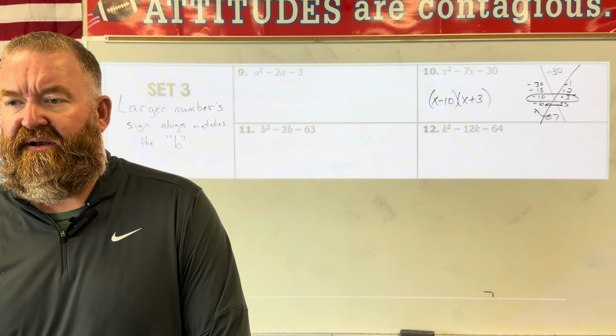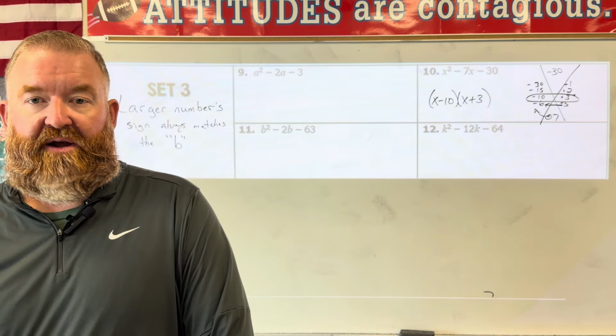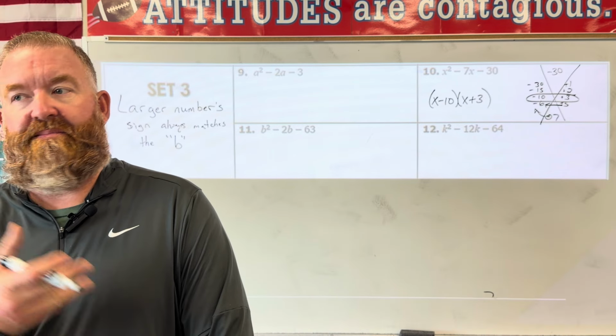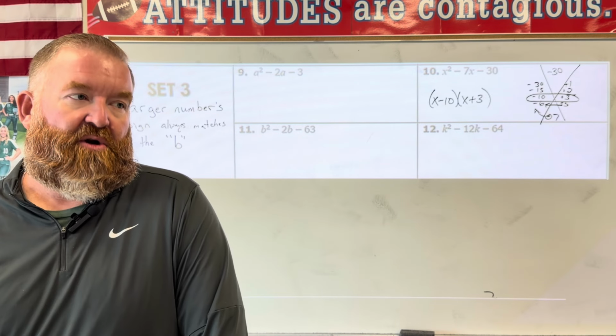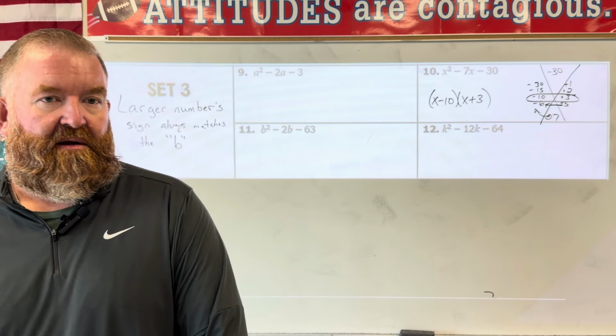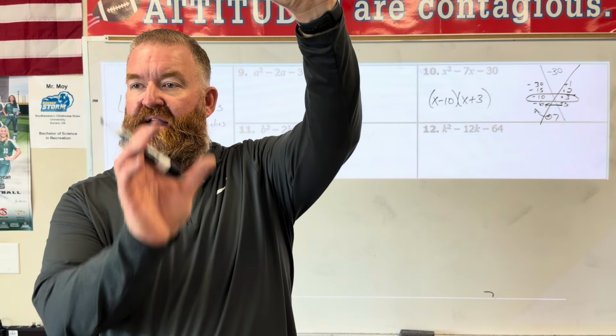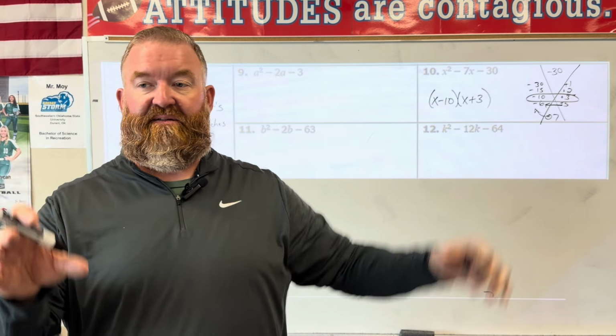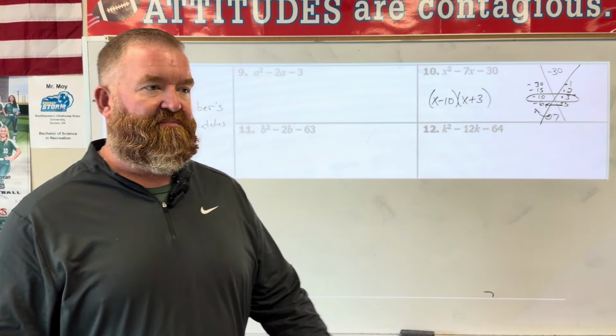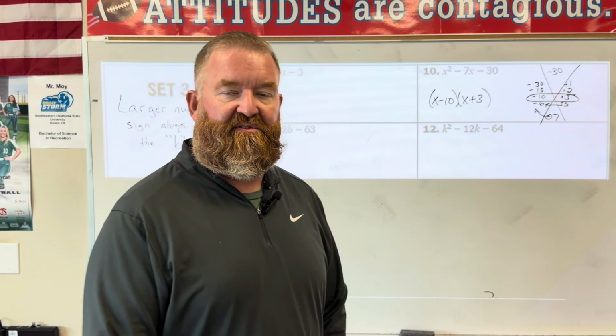There's no reason for me to beat a dead horse. Would you agree? It's the same rule, except now the middle number is a negative, which means your larger number is going to be a negative. Different sign, negative. Okay, so we're going to go negative and positive rather than positive, negative. Same stuff. You just need to ask yourself the same question.